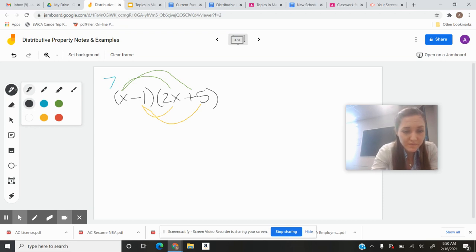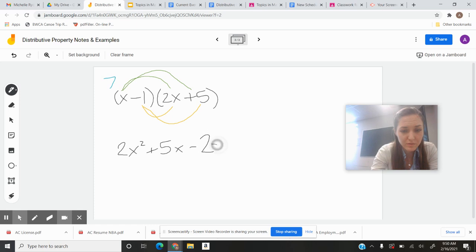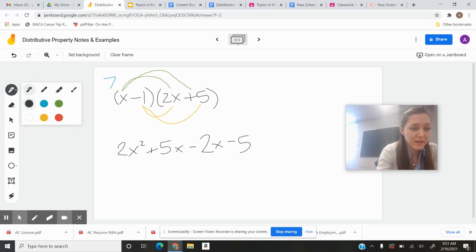All right. So x times 2x is just 2x squared. I've got to go to my next arc. x times positive 5 is plus 5x. Next arc, negative 1 times 2x is negative 2x. Negative 1 times positive 5, negative 5.